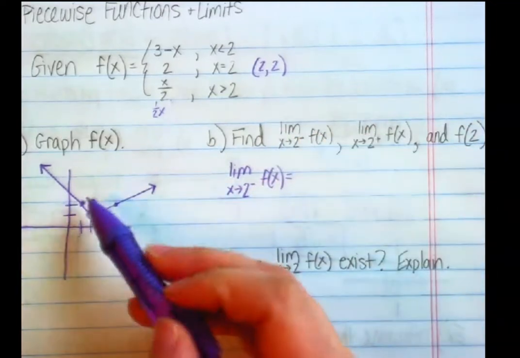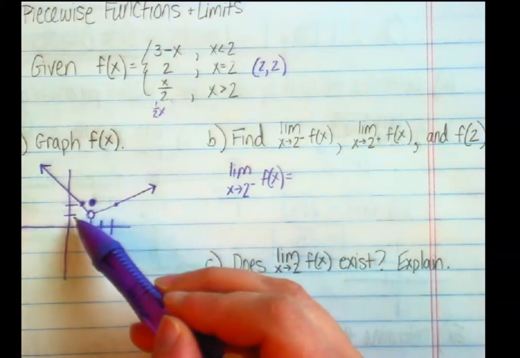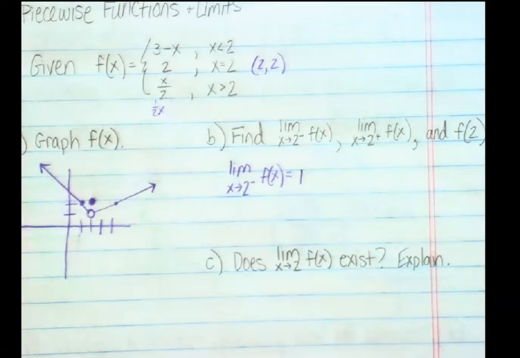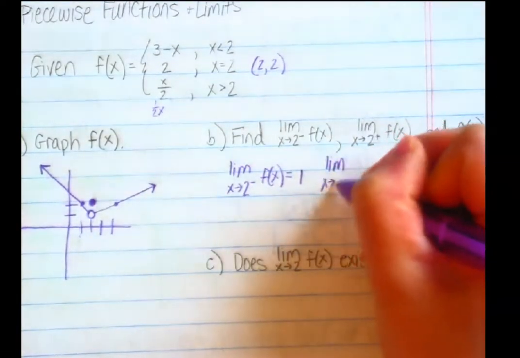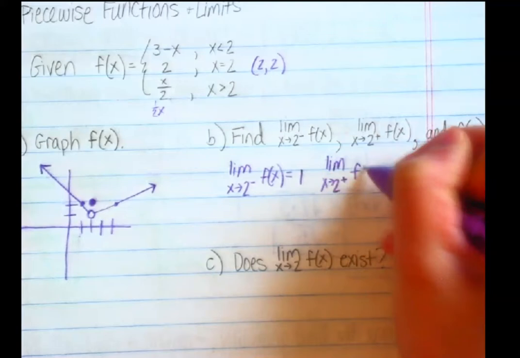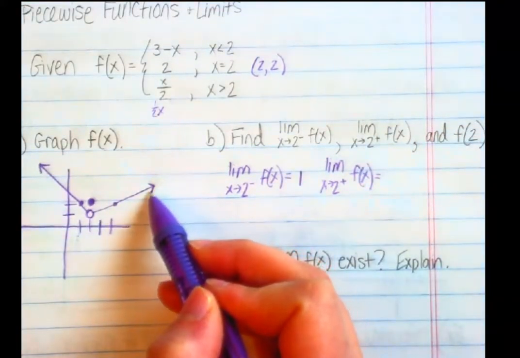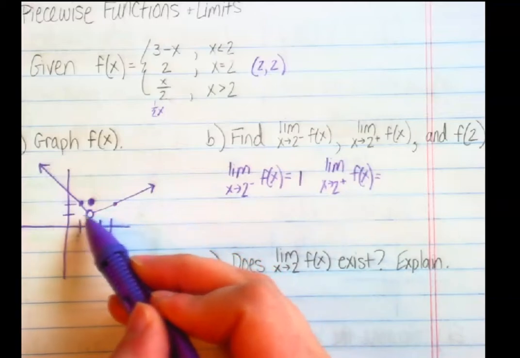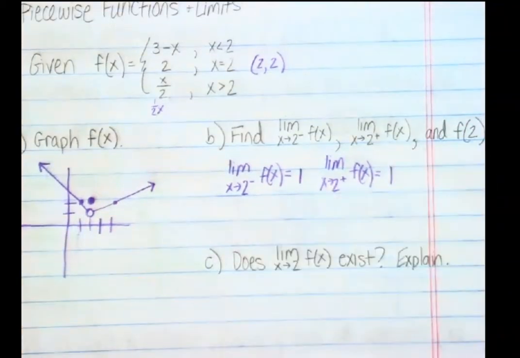If I take a look at my graph, from the left would be this piece right here, and it's approaching this y value, which would equal 1. Same kind of thing for the second limit, the limit as x approaches 2 from the right of f of x. From the right means it's going to be from this other piece. But again, as I approach x equals 2, the y value it's getting closer to is also 1. So that limit's going to equal 1.